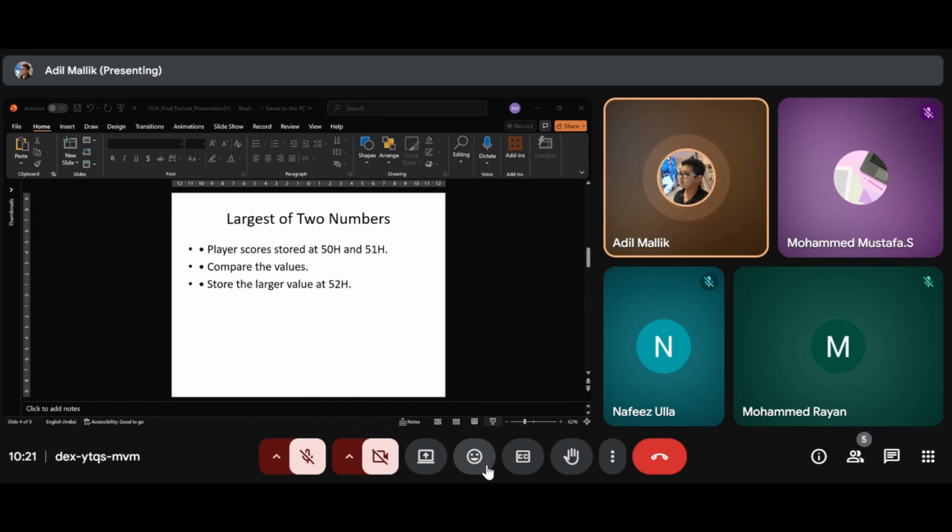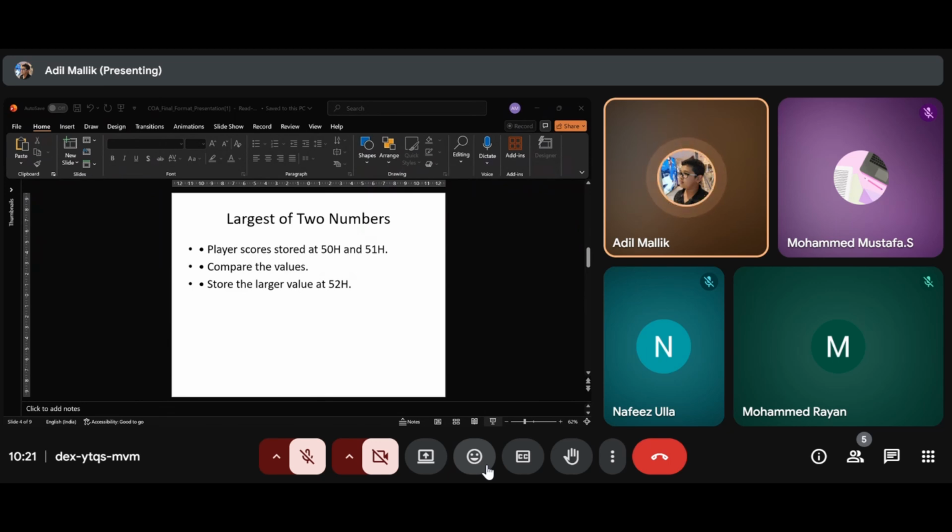Both of these operations rely on comparison instructions in the 8051 microcontroller. These instructions check whether one value is greater, smaller, or equal to another. Then they set specific flags in the processor. Based on those flags, the next instruction decides what to do, for example, to jump to another line of code or continue normally.